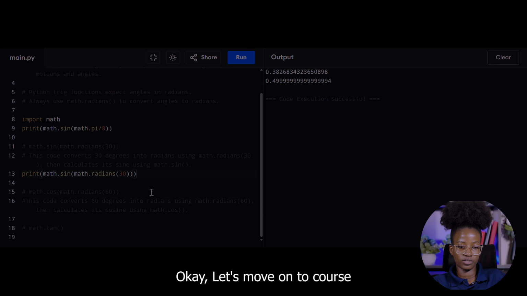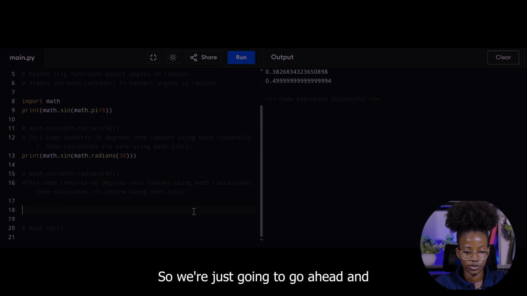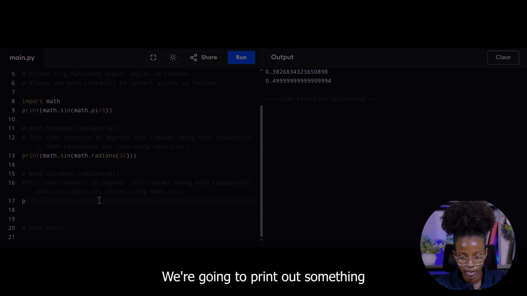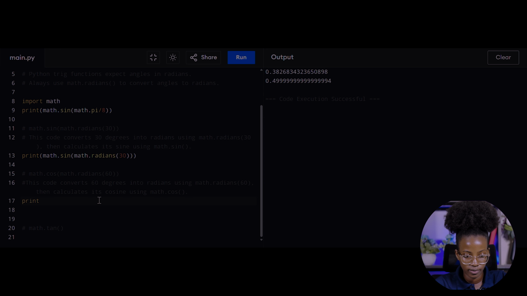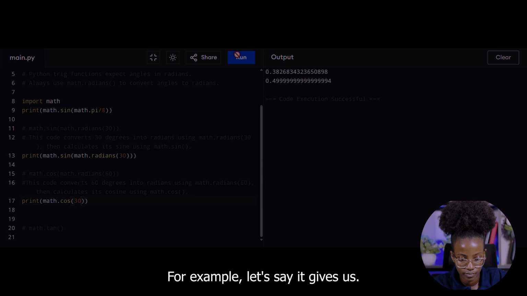Okay, let's move on to cos. Now cos works in literally the exact same way. So we're just going to go ahead and test it out. We're going to print out math.cos of 30, for example. That's the answer it gives us.